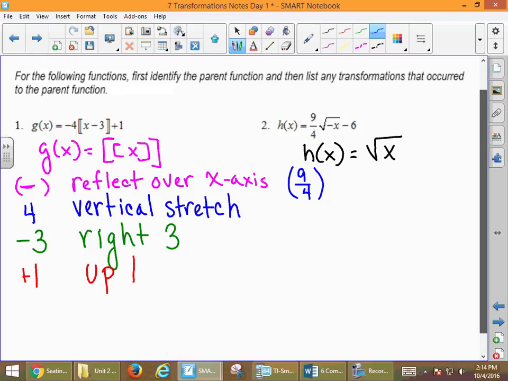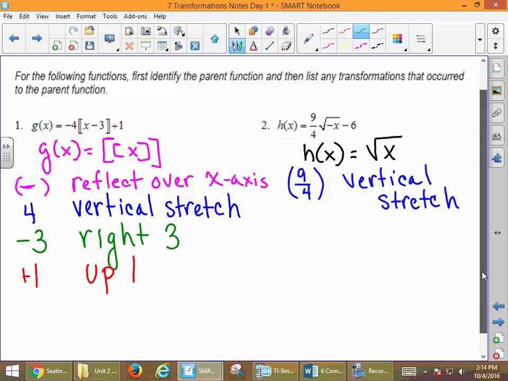It is vertical, but it's actually a stretch. And the reason that it's a stretch is because 9/4 is bigger than 1. Easy mistake to make. But 9/4 is 2.25 if you want the decimal. It's 2 1/4 if you prefer. But it's a bigger number than 1. So it's going to be a vertical stretch.